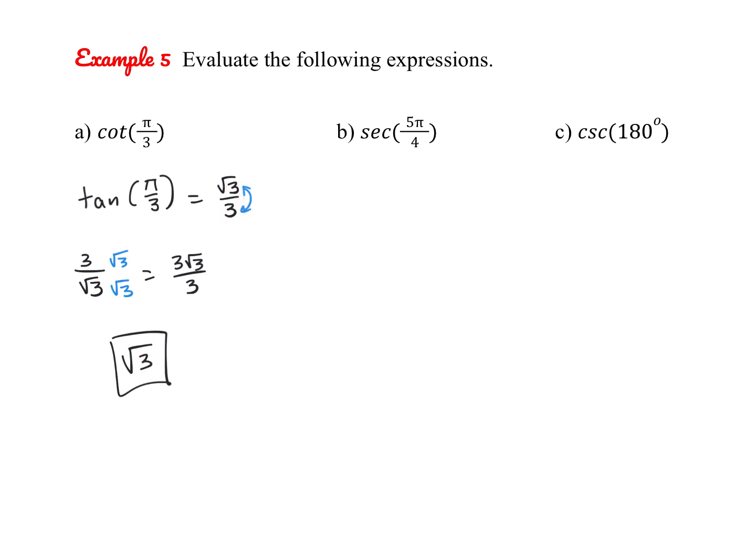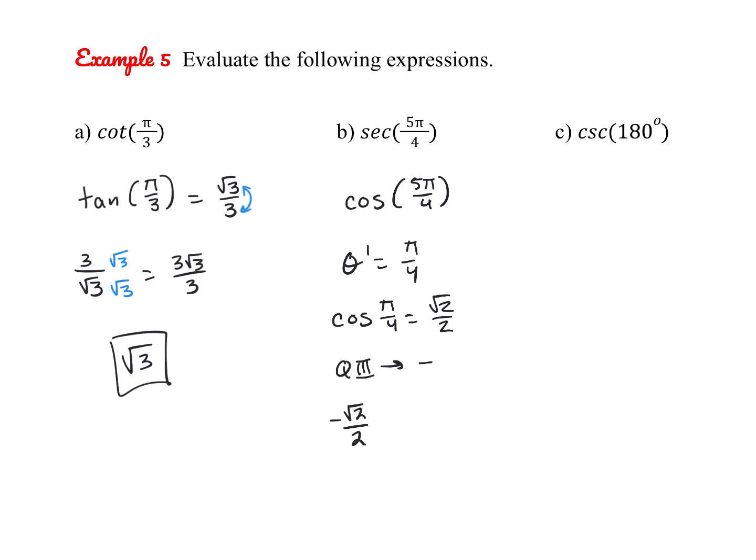Same thing here. Instead of finding the secant of 5 pi over 4, let's find the cosine of 5 pi over 4. So our reference angle is pi over 4. The cosine of pi over 4 is root 2 over 2. Here we are working in quadrant 3, so our answer is going to be negative. So we have negative root 2 over 2, but then we need to take the reciprocal of that because, again, we were working with secant, so our answer is just negative root 2. Again, we could take the reciprocal and then rationalize. We'll just end up with root 2.